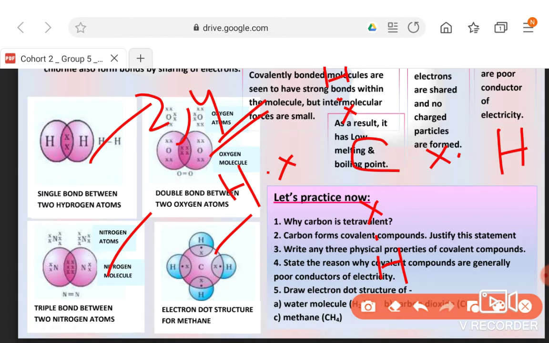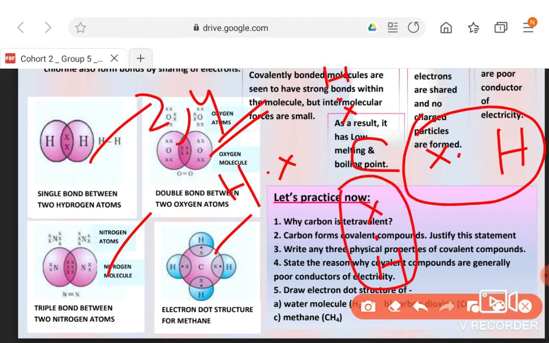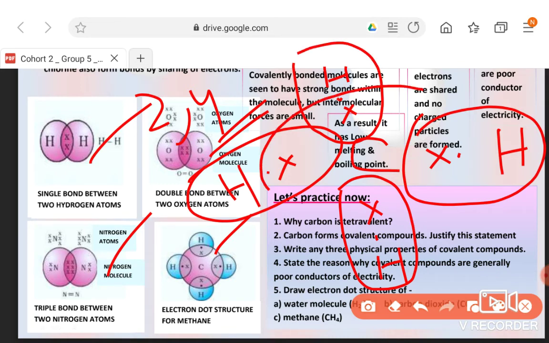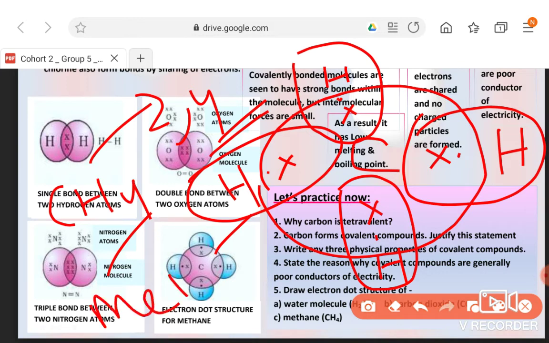So now this hydrogen has these 2 electrons, this hydrogen has these 2 electrons, this hydrogen has these 2 electrons, and this hydrogen has these 2 electrons, and the central carbon will have these 8 electrons by sharing. So this is the electron dot structure of a molecule whose molecular formula is CH4, which is known as methane. There is no double bond, only single bonds, 4 single bonds.